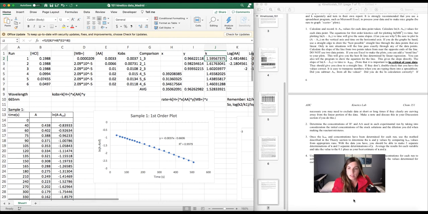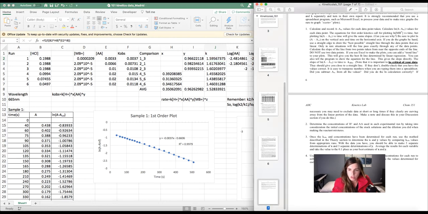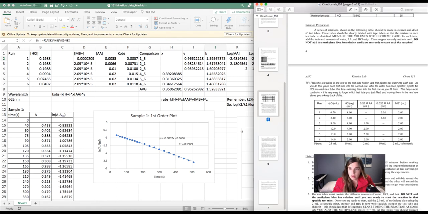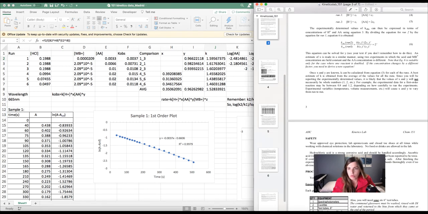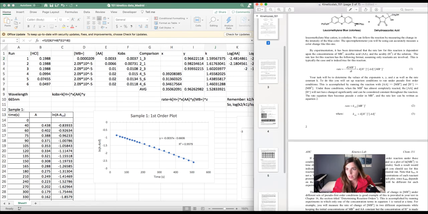All right, so the last portion of the calculations, number 4, states that we need to use the determined values of X, Y, and the K observed values, and the concentrations for each run to solve for the true rate constant K using equation 3. Average the values determined for each run to give you your best estimate for K. So let's look at equation 3. Scroll, scroll, scroll. And then right here is 3.